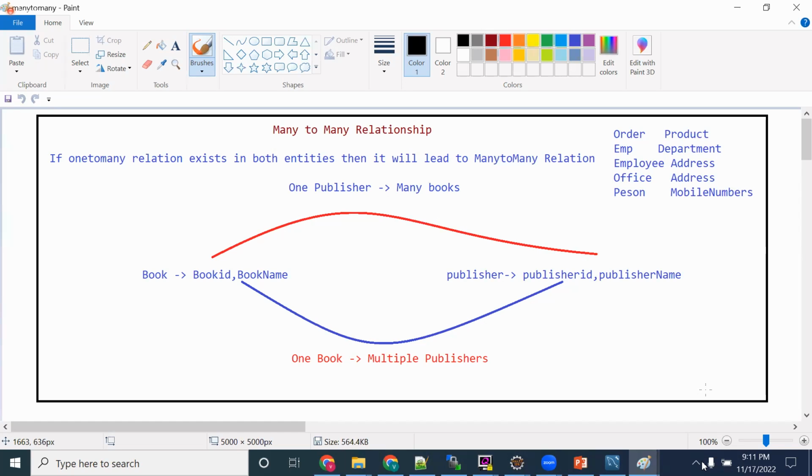Okay. For example, I am taking some examples. Order to product. One order will contain only one product or multiple products, guys? Multiple products. Correct. It's one order. Is there any rule that only one customer should order only one product? No rule, right? One order can contain multiple products. Any number of products, correct.